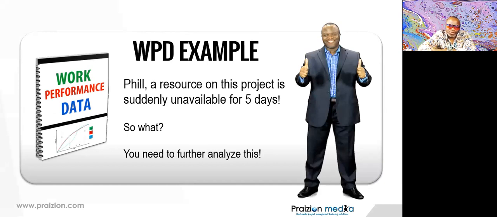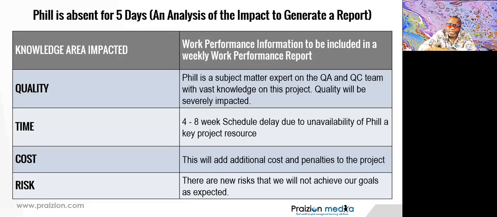How can we analyze it? We can think about the time impact, the quality impact, the cost impact. We could say Phil is a subject matter expert in the QA and QC team, and quality is going to be severely impacted, and schedule is going to be severely impacted, and the cost, right? It's going to cost us additional money. There's going to be penalties. Do you see how you can get one single data point and explore it and expand on it and get a better understanding of the impact?